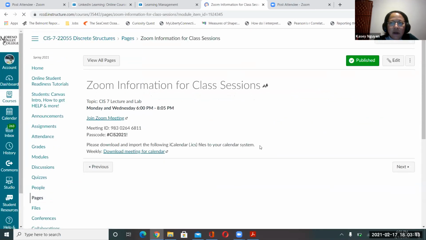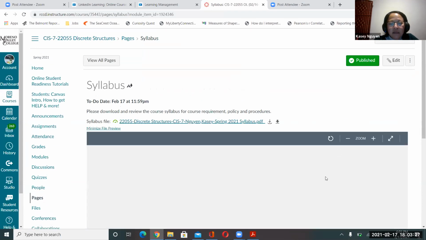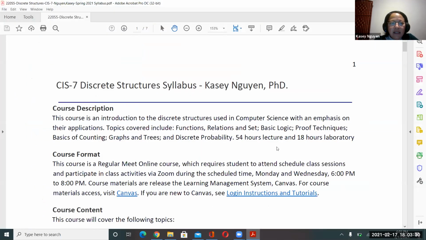And so the second part of this is going to be the Zoom information. And most of you have found this. This is where you would get the information to log into the class. I have a syllabus, so I'm going to go over the syllabus next.